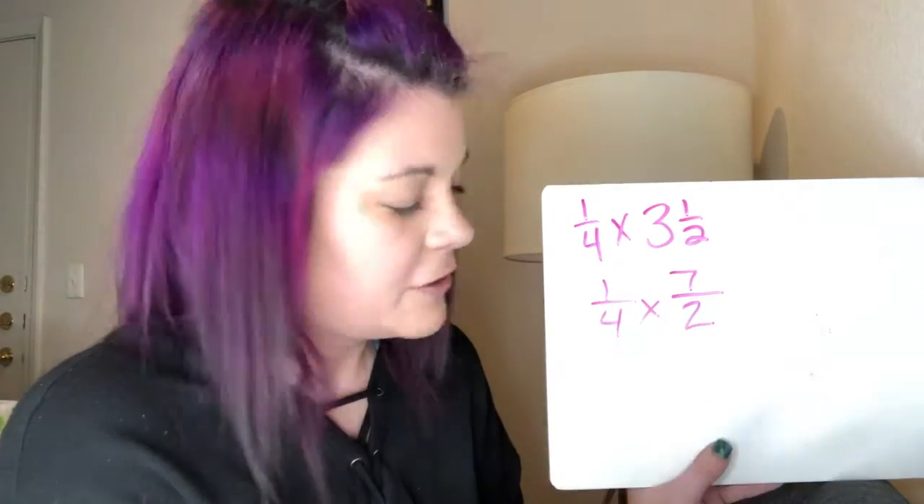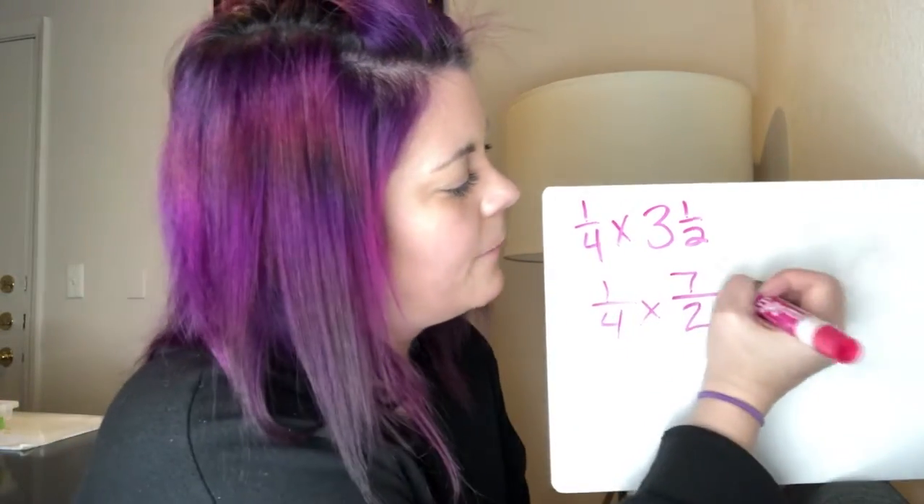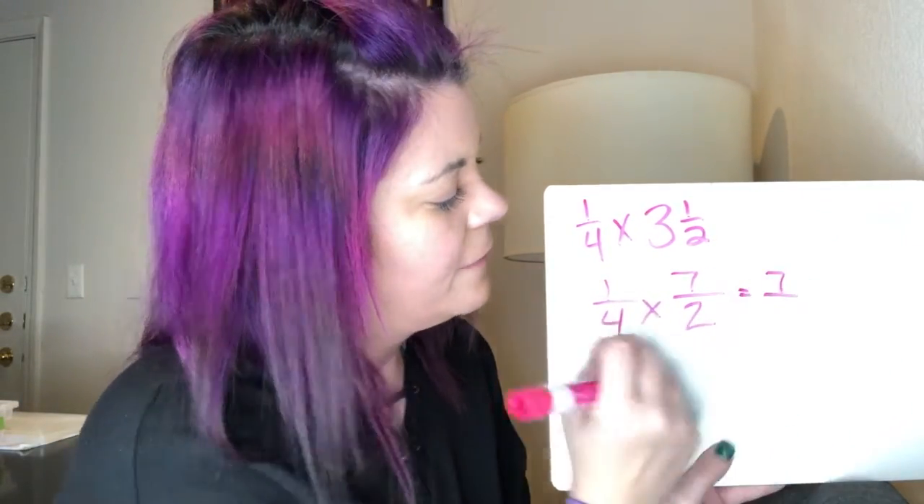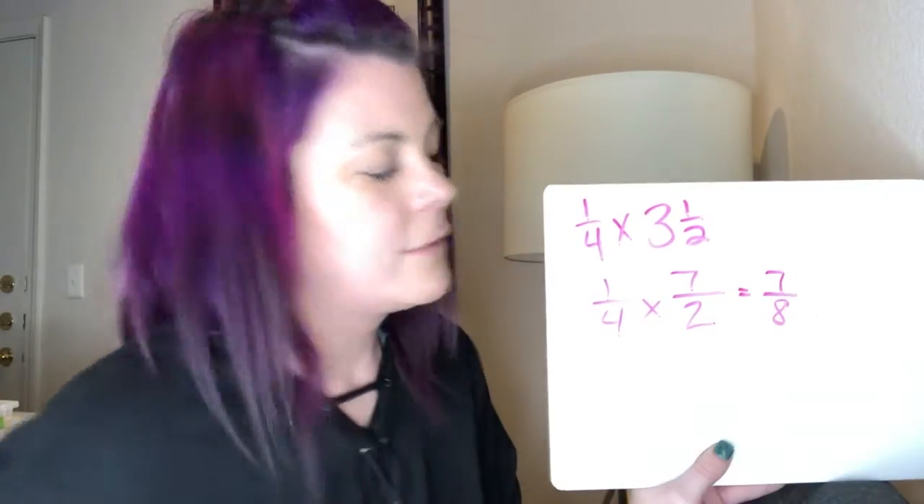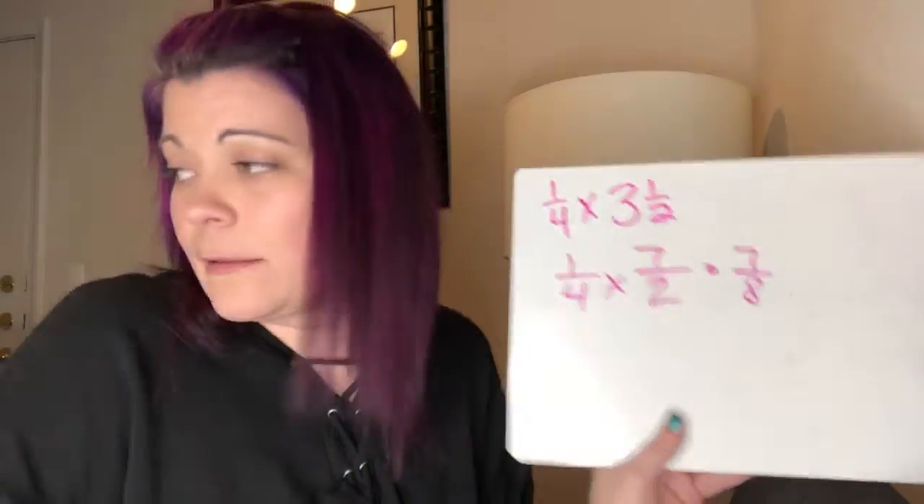And so there's no common factors, so we just multiply. 1 times 7 is 7. 4 times 2 is 8. So you get 7/8. We don't have to reduce it or anything. So that would be our answer, 7/8. Let's try another one.